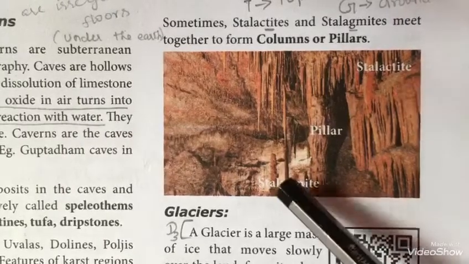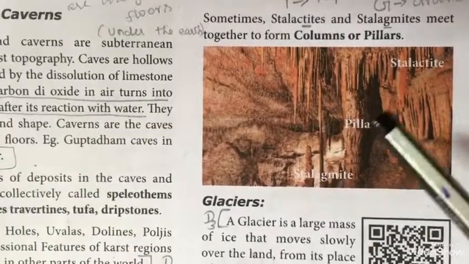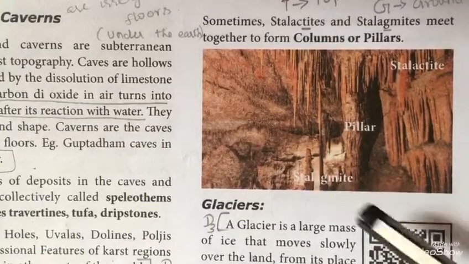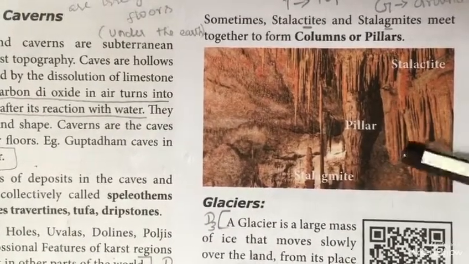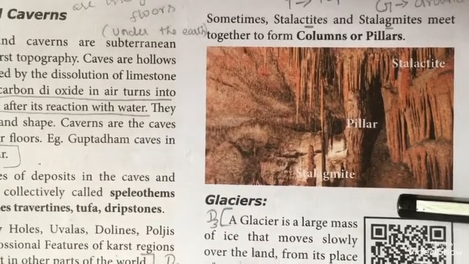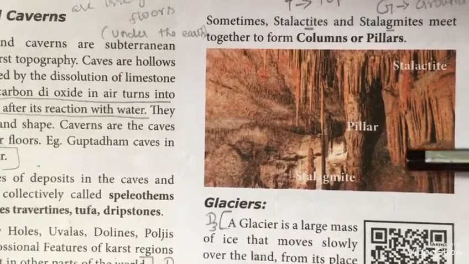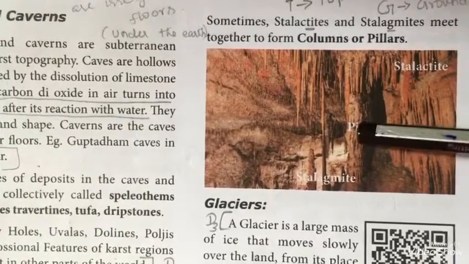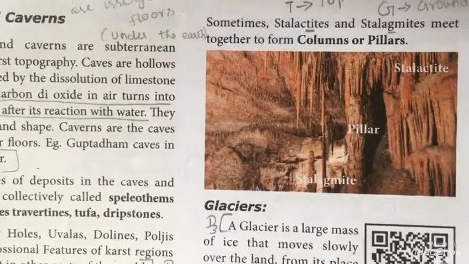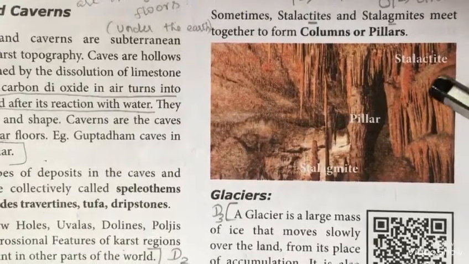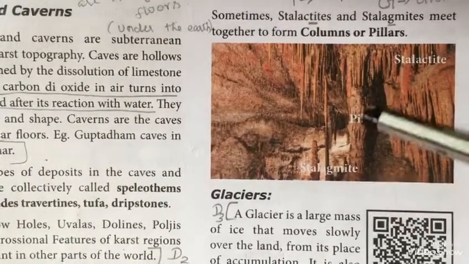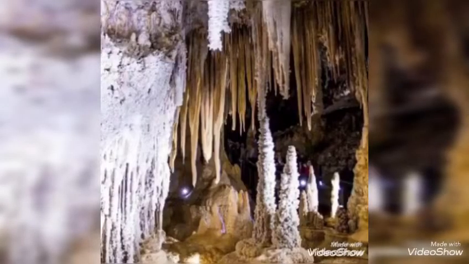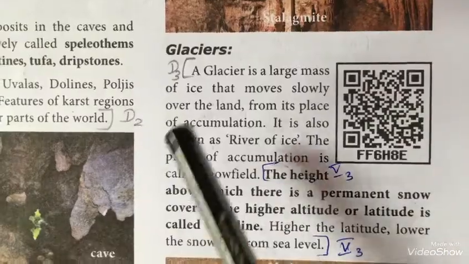So the stalactite is formed from the ceiling and the stalagmite is formed from the ground. When these two structures join each other, when they meet each other, they form a column or a pillar. Is it clear? So the stalactite and stalagmite join together and form a pillar. Stalactite, stalagmite and pillars.